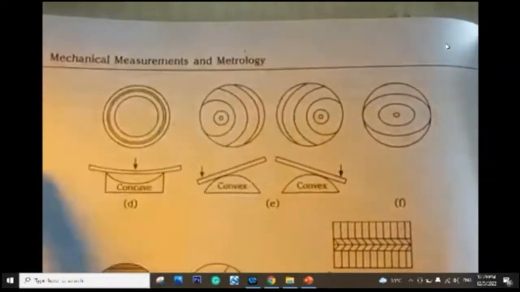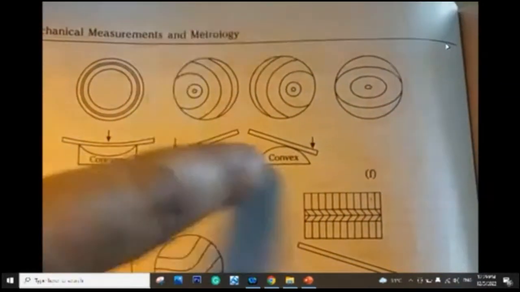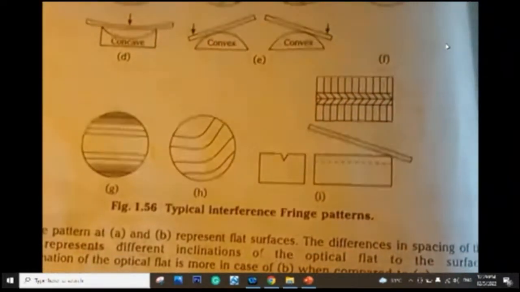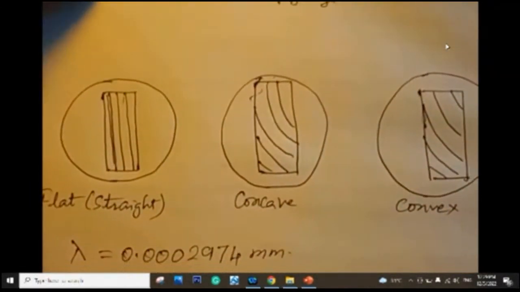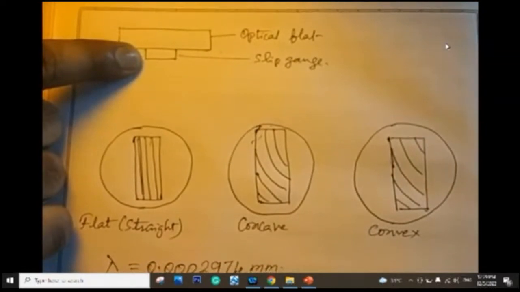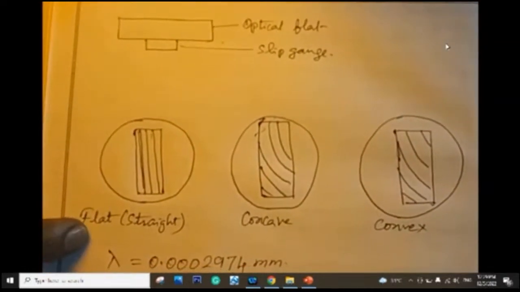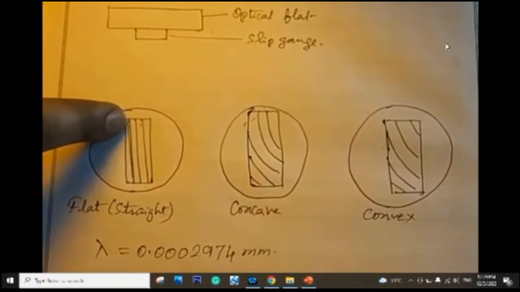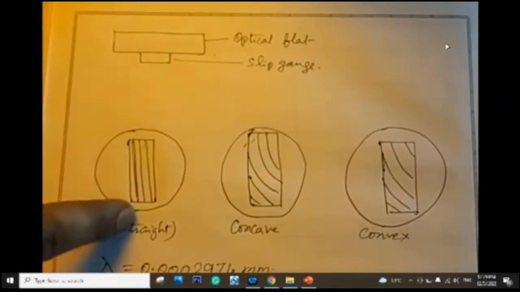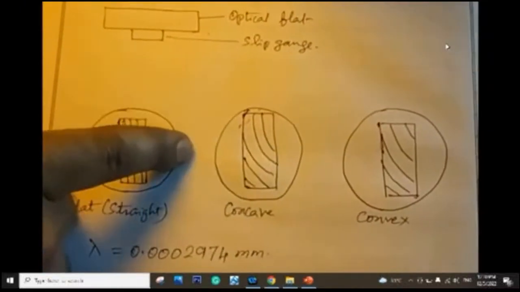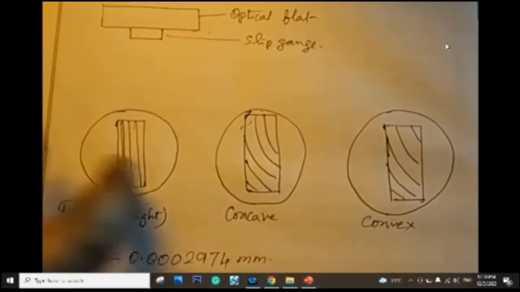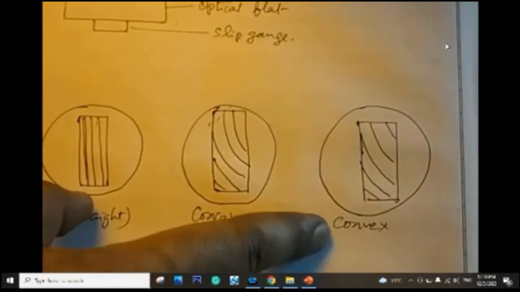As here we are not using larger surfaces, the surfaces will be like this. This is the optical flat, below which we have used the slip gauge. If you see from the top, this is the flat surface where the dark bands are seen as parallel straight lines. In the concave surface, the dark bands are seen in a curvature. As there is a very limited surface, we can't see the circles here. Here in the convex, we are also going to see curved lines.